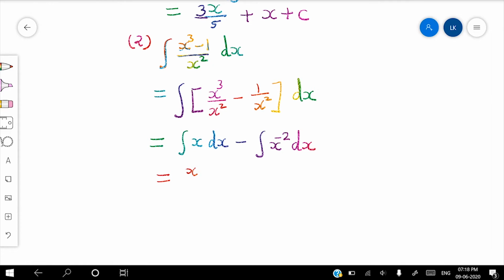Now you know the formula. Do fast, quickly. Tell me. Integral of x means x square by 2, minus x raised to minus 2 plus 1. That means minus 2 plus 1, it is minus 1, upon minus 1. Because minus 2 plus 1: 2 is larger as compared to 1, therefore the sign is minus. Therefore minus 1 is the answer. Okay?